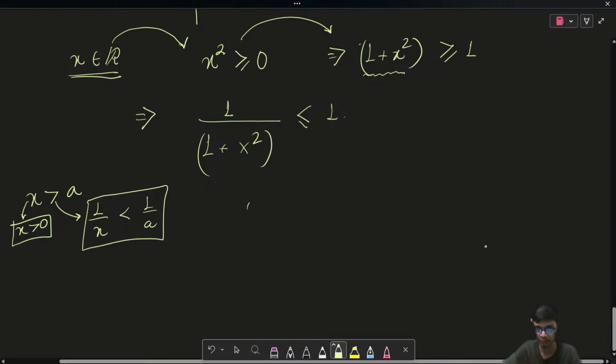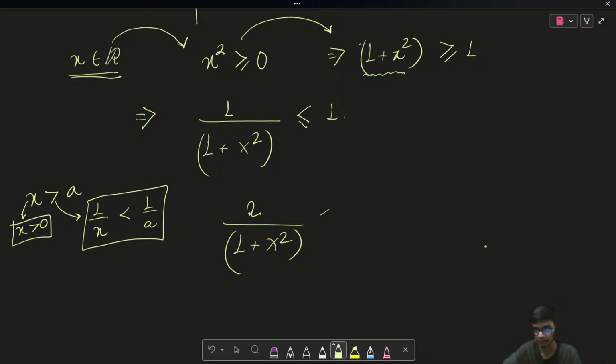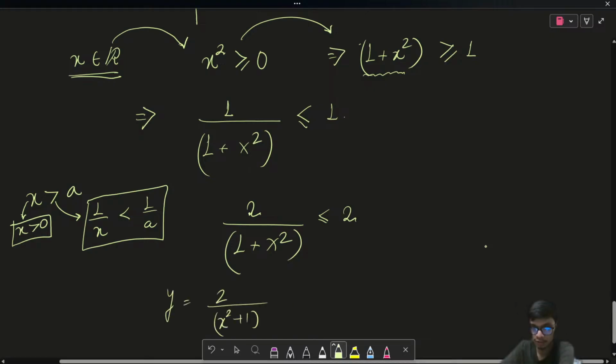So if I just multiply with 2, then I get the same expression, that is 2 upon 1 plus x squared, which will be less than or equal to 2. And it is a positive number, so definitely going to be greater than 0, right? So whatever function we get, the upper bound of the function is going to be 2 upon x squared plus 1.